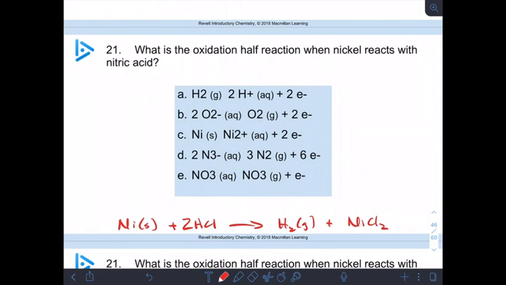So in order to understand what thing has oxidized and what thing's reduced, we have to assign oxidation numbers. Okay, so solid metal gets a 0. Hydrogen gas on the right here gets a 0. Chlorine is -1, hydrogen is +1. On the right, chlorine is still -1, but I have 2 of them. So that means that nickel has to be a +2.